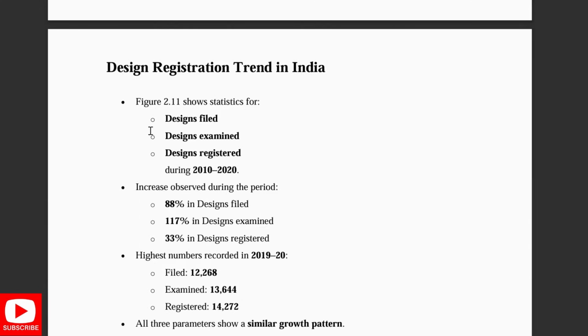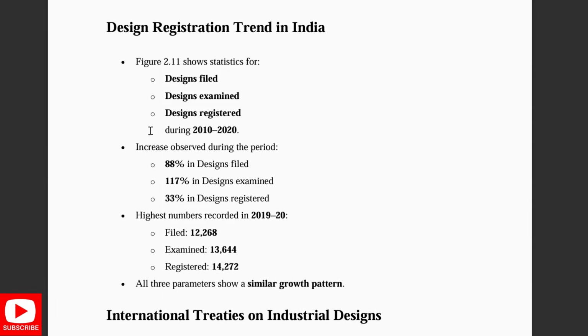Design registration trend in India. Statistics show that designs filed, designs examined, and designs registered during 2010 to 2020 increased: 88% in designs filed, 117% in designs examined, and 33% in designs registered. The highest number was recorded in 2019-20, where 20,268 were filed, 13,000 something examined, and 14,000 registered. So all these parameters show a similar growth pattern.